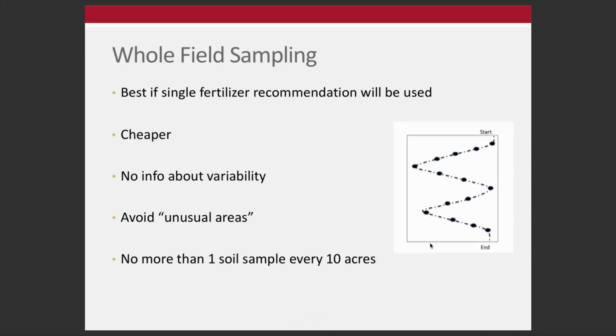So whole field sampling is typically the easiest and the cheapest. It's going to give you one value for the entire field. So if you're only applying one rate of fertilizer, that is, you're not doing any kind of variable rate, and you're just interested in some measurement, then this potentially could be an appropriate approach. So it's cheaper. It gives you absolutely no information about variability rate.